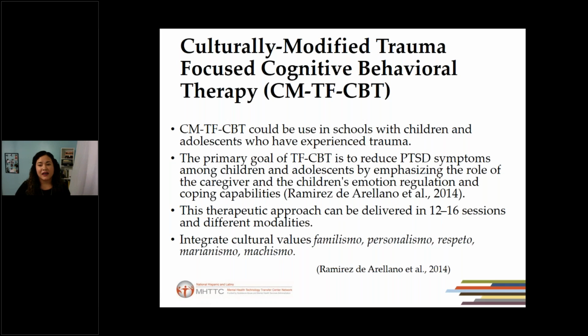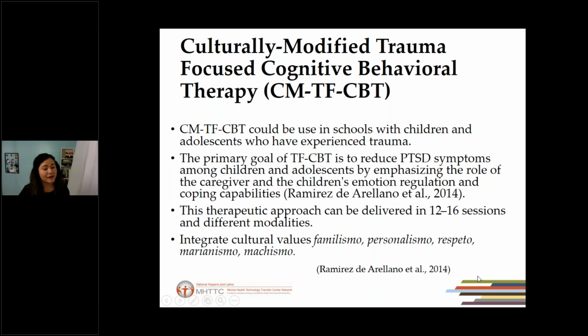So culturally modified TF-CBT could be used in schools, in residential facilities, in private practice, and also it could be delivered through telehealth. So this is something that is amazing, and we can do right now that everyone needs to be in their houses. That is something that could be delivered through telehealth.